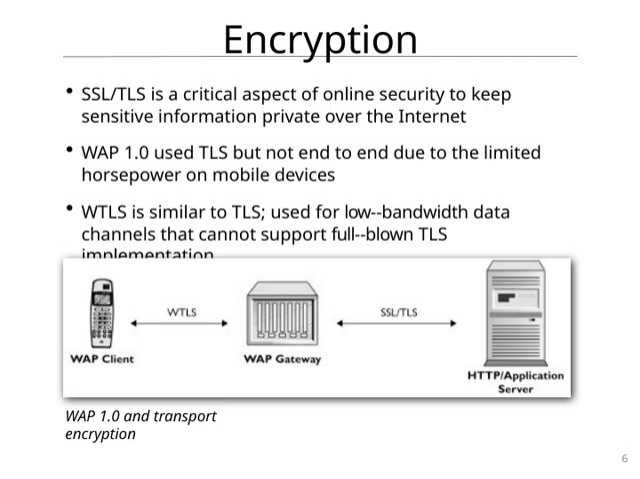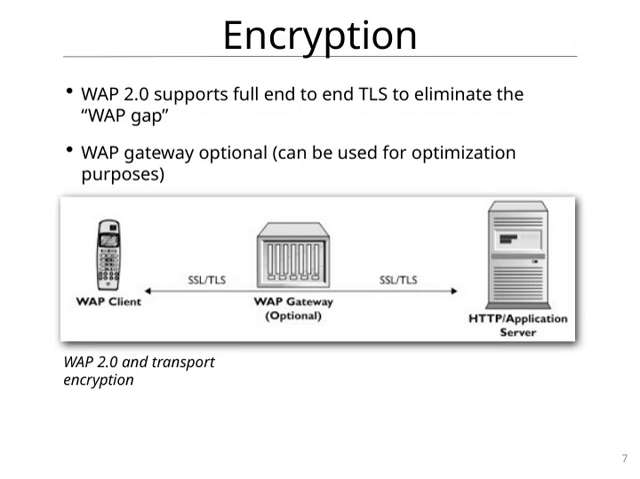To address similar bandwidth constraints, WTLS was developed. It's quite similar to TLS, but optimized for low-bandwidth data channels that can't support the full TLS protocol. This way, it still provides security without overwhelming the device's capabilities. So, in summary, WAP1 incorporated transport encryption methods that balanced security with the technological limitations of mobile devices. This highlights how security protocols evolve to meet the needs of different environments, ensuring users still get protected connections even on less powerful devices. Let's talk about encryption in WAP2.